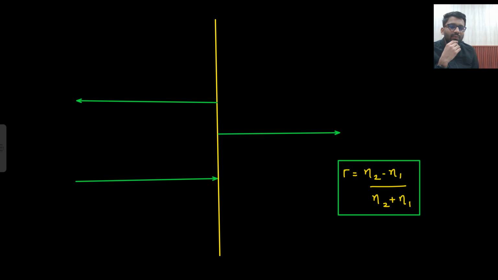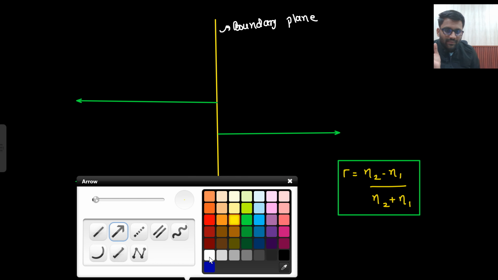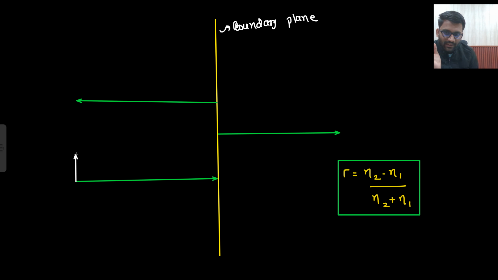In normal incidence, what do we do? This is my boundary plane. The incident wave will come and it will be reflected back and then it will be transmitted. There is one assumption: if I assume that this is my incident electric field, then my transmitted electric field will also be in the same direction. Then only this formula is correct: eta 2 minus eta 1 upon eta 2 plus eta 1. This is eta 2 and this is eta 1.